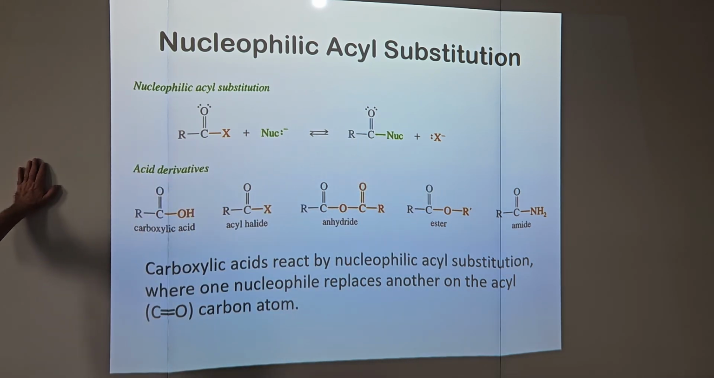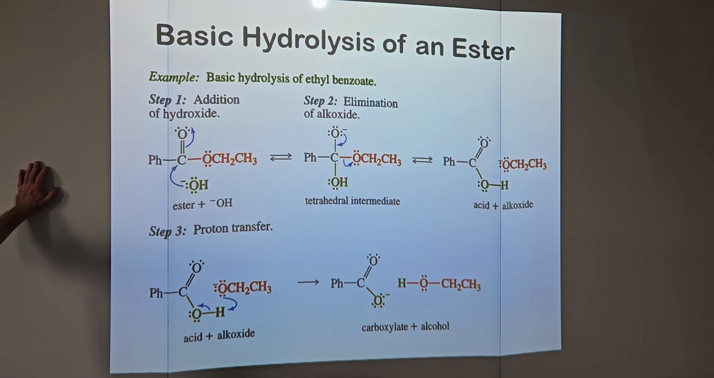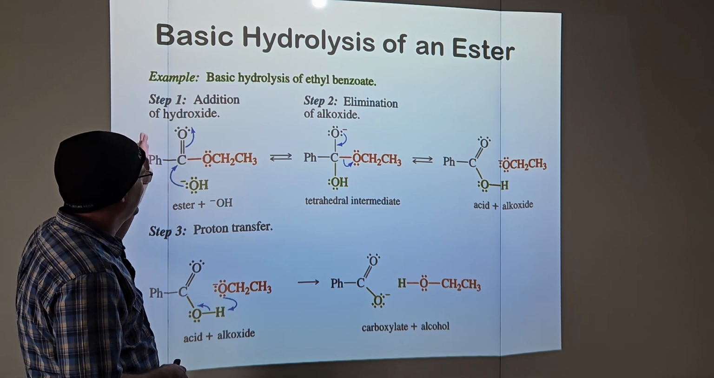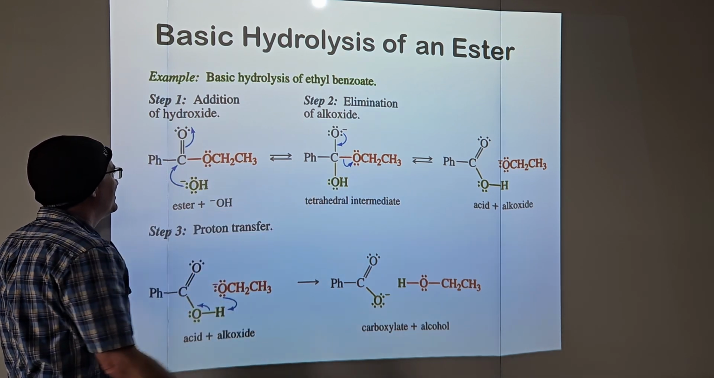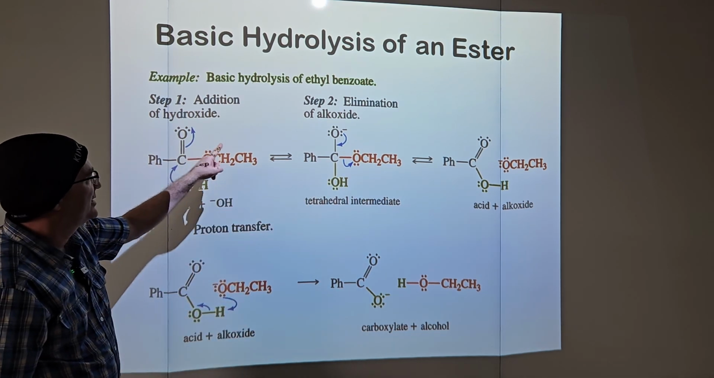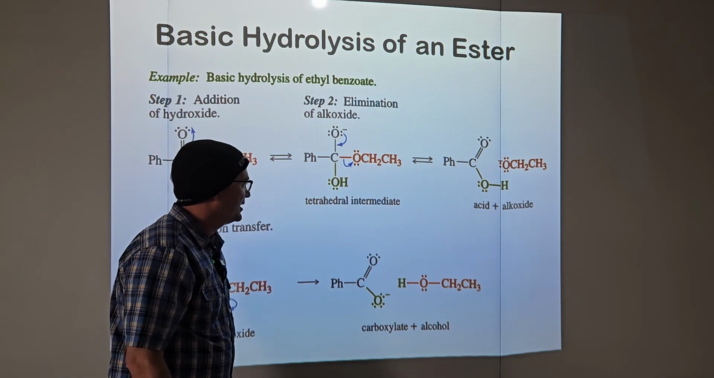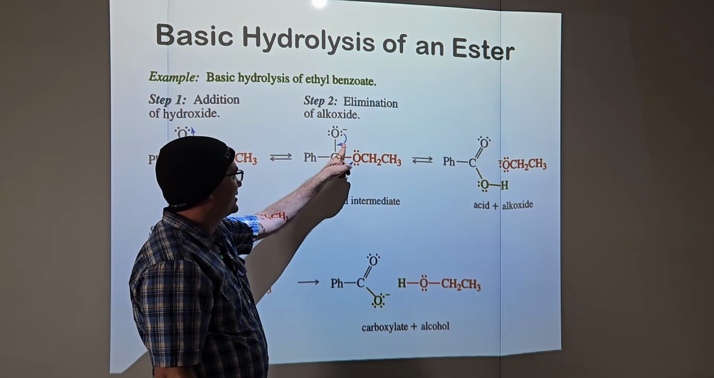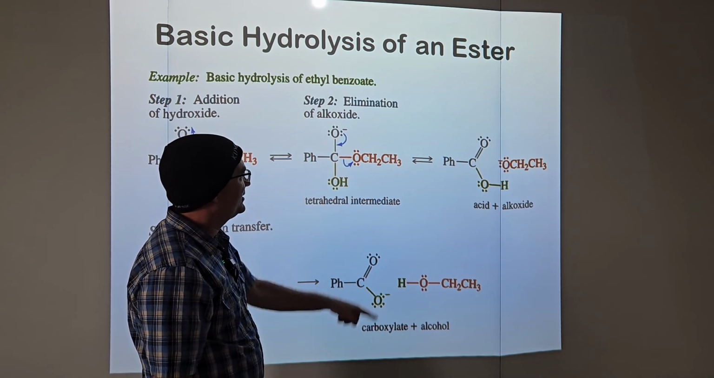Carboxylic acids react by nucleophilic substitution where one nucleophile replaces another on the acyl carbon. Now we see it in action, and you just saw this with the soap. Basic hydrolysis of an ester, where we got glycerin over on this side, and we had the big fatty chain. Hydroxide slams in there, those electrons jump up. So here we have this tetrahedral intermediate. These electrons jump down, and this leaves.